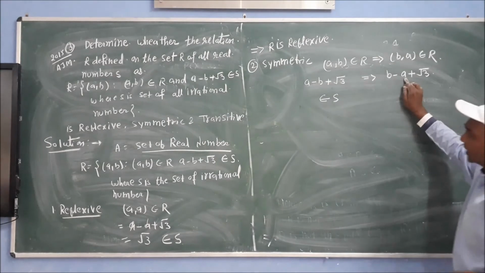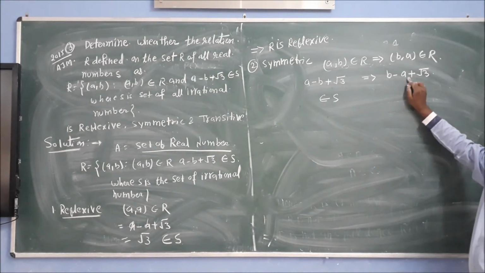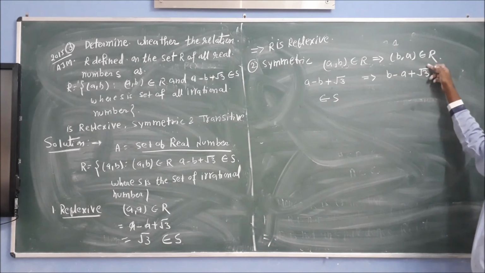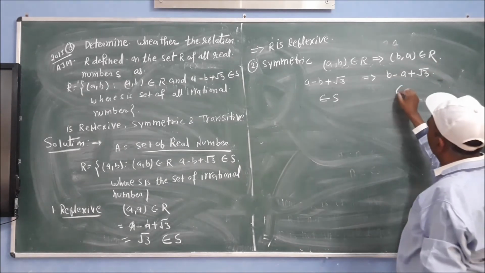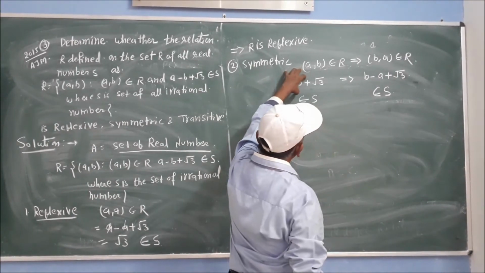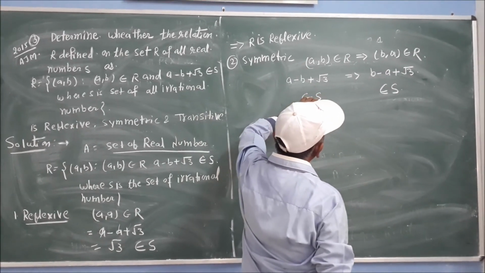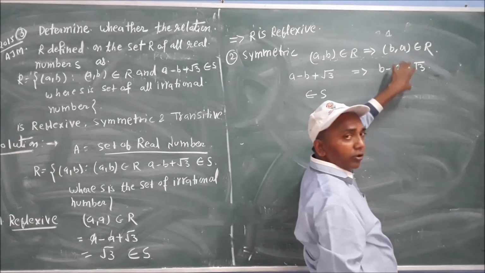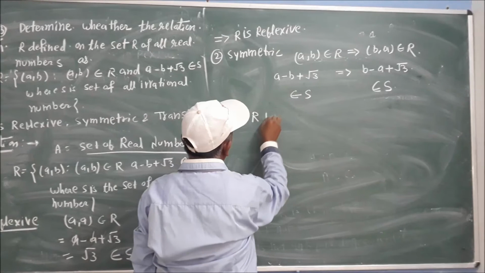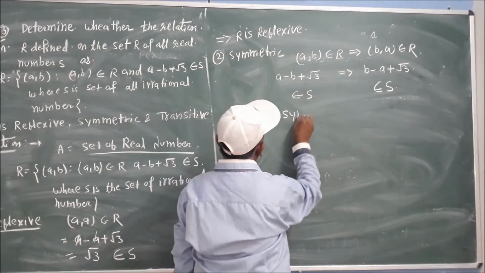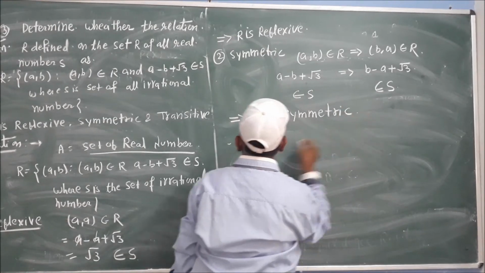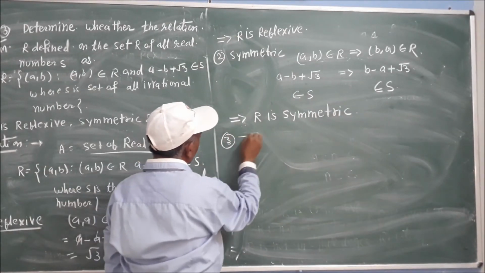Again, a and b are real numbers, and plus root 3, this real number is added with an irrational number. So this is also an irrational number. This also belongs to S. So you can say that LHS is an irrational number, RHS is also an irrational number. So this implies R is symmetric, or R follows the symmetric property. The third is the transitive property.